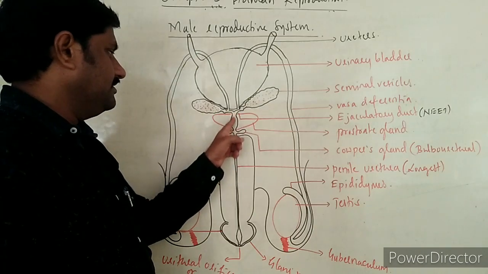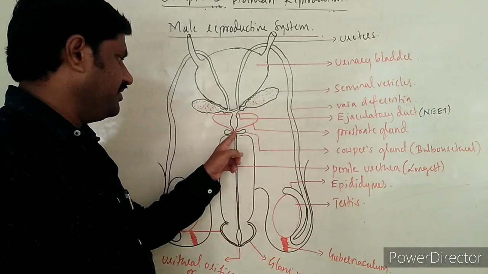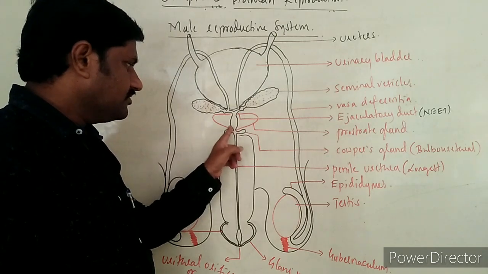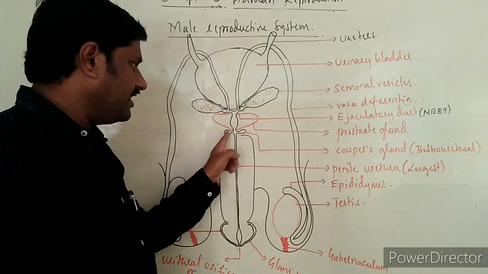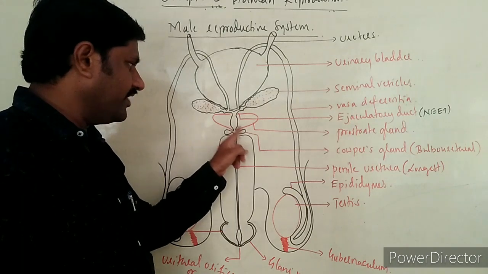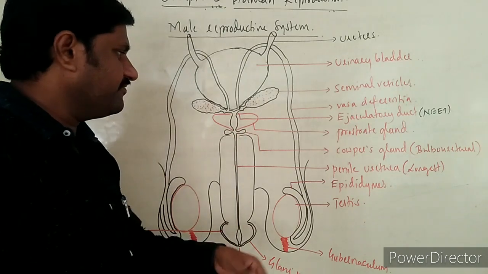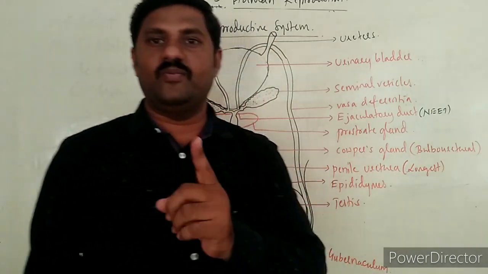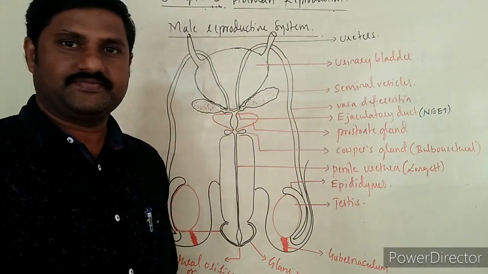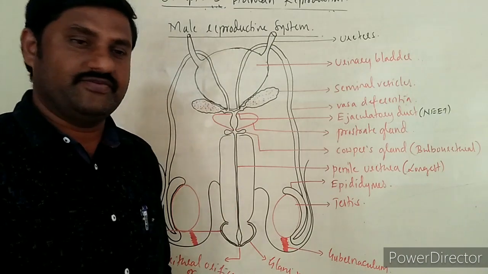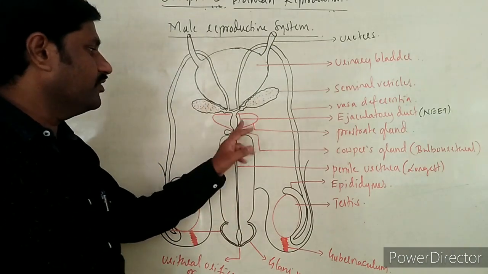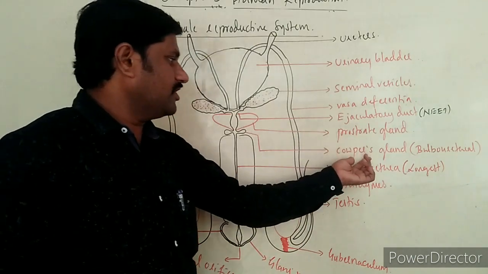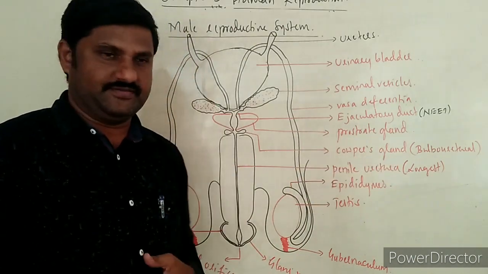So this is the prostatic urethra, this is the membranous urethra. At this place a pair of glands are also provided, and these pair of glands are called Cowper's glands, or they are also called Bulbourethral glands, right? This point is very important. Right, Bulbourethral glands or the Cowper's glands, they are named as.